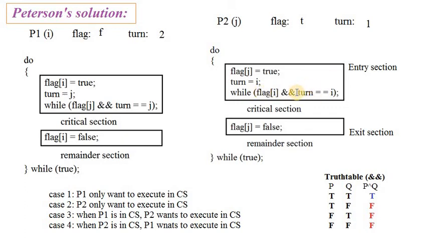So flag of I and turn is equal to I. Turn is equal to I means turn is equal to the first program, turn is equal to 1. Yes, the second condition is satisfied. Flag of I is true or false? False. So now the first condition is failed and the second condition is true. When any of these two is false, then the final result is also false. So now the condition is failed. Then whenever the condition is false, it will exit from the while loop and enter into the critical section. Now P2 is inside the critical section.